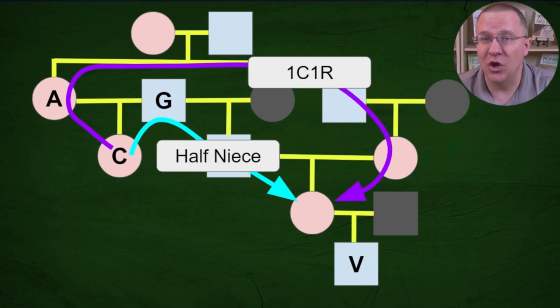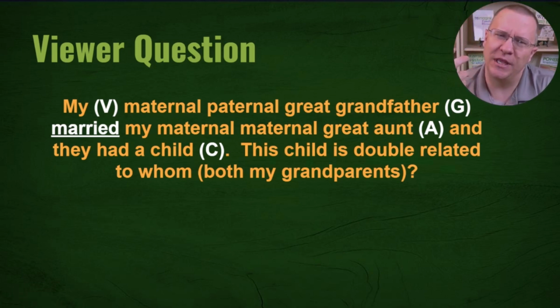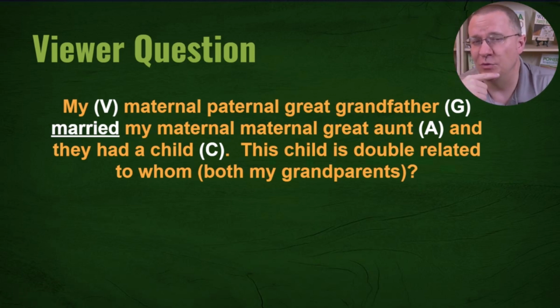Okay, so we know what those two relationships with the mother are, which means we can figure out the relationships with any of the mother's descendants. Now, going back to this question, I did notice something. The suggestion that the viewer made was, is this person related to both of my grandparents? And we found out that this person is actually related just to the mother of the viewer, not to the grandparents, which made me think, could I have possibly drawn this wrong?